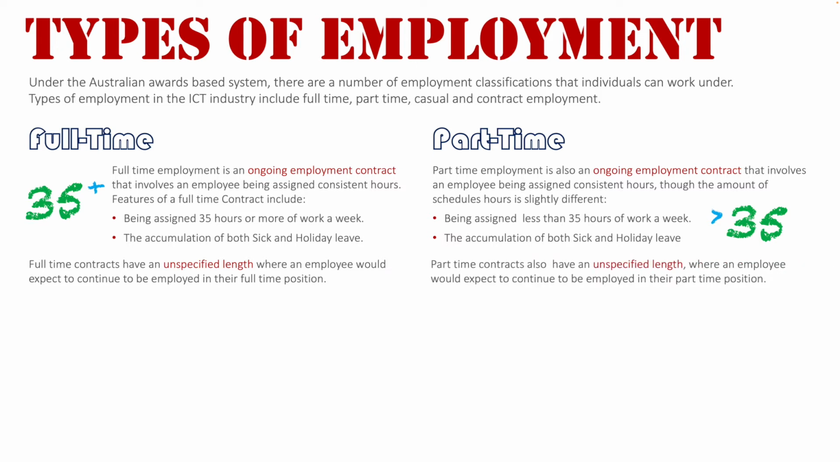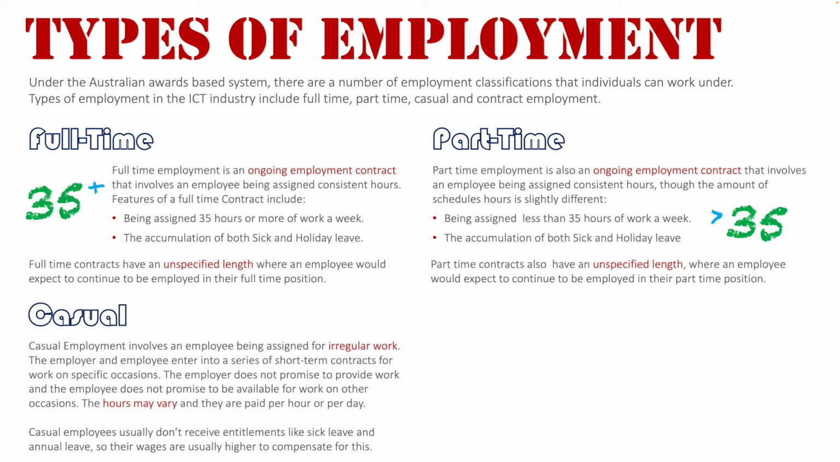As with full-time employment, this contract also has an unspecified length, so they are still expecting their consistent hours week to week as a part of their part-time contract, and they need to either resign or be terminated for this contract to end. Otherwise it is also an ongoing contract that is meant to go for an undetermined period. From here, we then go into casual employment.